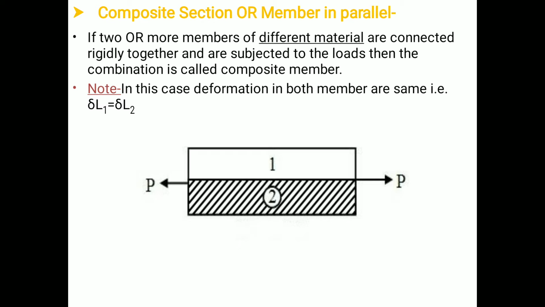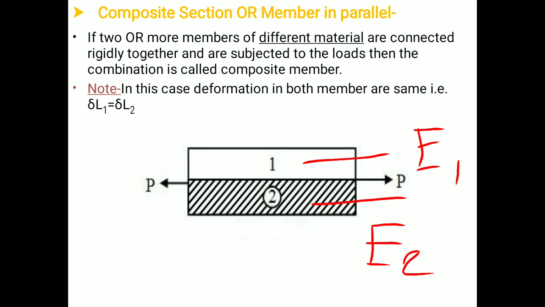So from figure you can see that there are two sections of different material. This is section 1 and section 2. The section 1 has the modulus of elasticity E1, whereas the section 2 has the modulus of elasticity E2. Both the sections are rigidly connected together in such a way that it will act as one unit, and this system is subjected to the external load P.